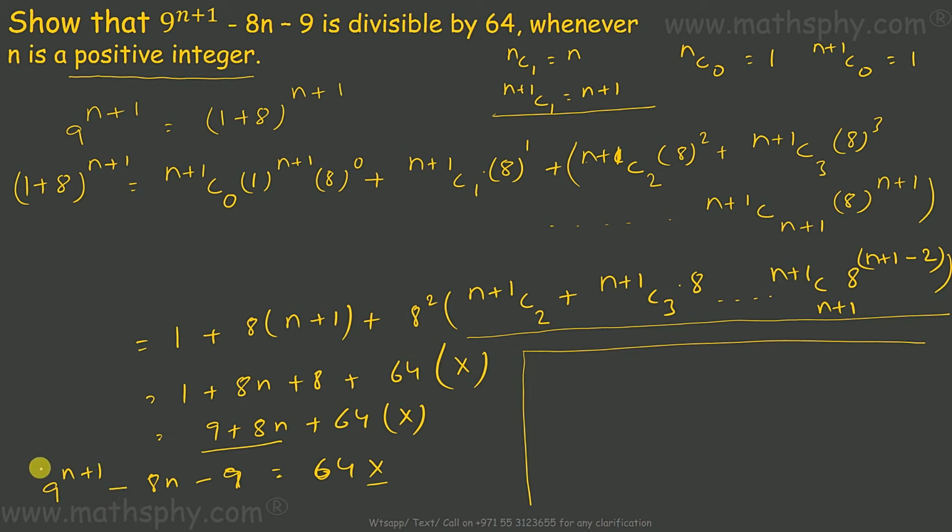Now you see, if this number is equal to 64x, whatever number x is, suppose x is say 5, this will be 64 into 5. If x is say 1 million, 64 into 1 million. But all these numbers are always divisible by 64. You can divide this by 64, you can divide this by 64. This gives you 5, which gives you 1 million. If 9 raised to n plus 1 minus 8n minus 9 is equal to 64x, it means this number 9 raised to n plus 1 minus 8n minus 9 is divisible by 64 in case n is a positive integer. Alright?